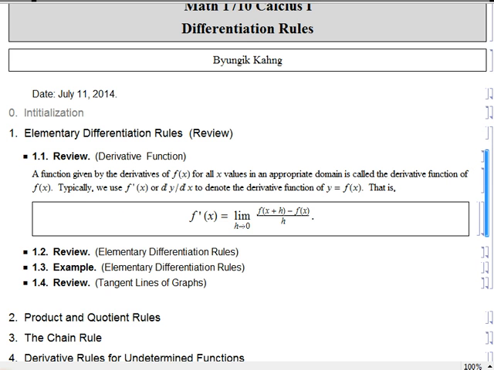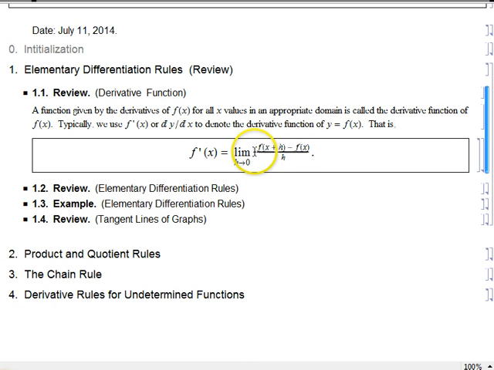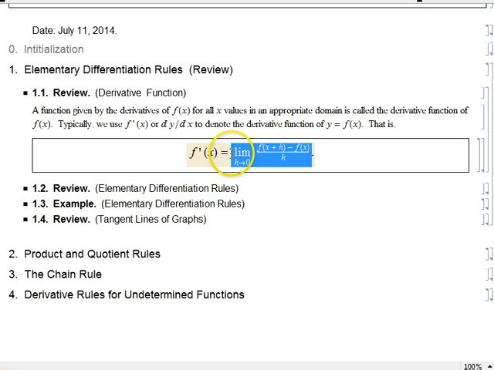Here's the way we define the derivative function. This quantity over here is called a Newton quotient. Geometrically speaking, this is the slope of a secant line. By taking the limit, we get the slope of the tangent line for a given x value, and then changing that x value around, we get a new function given by the slope of the tangent line for arbitrary x values. That function is called the derivative function.